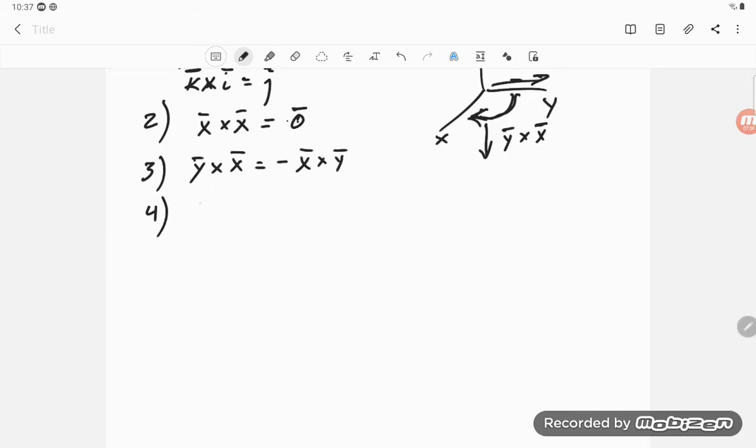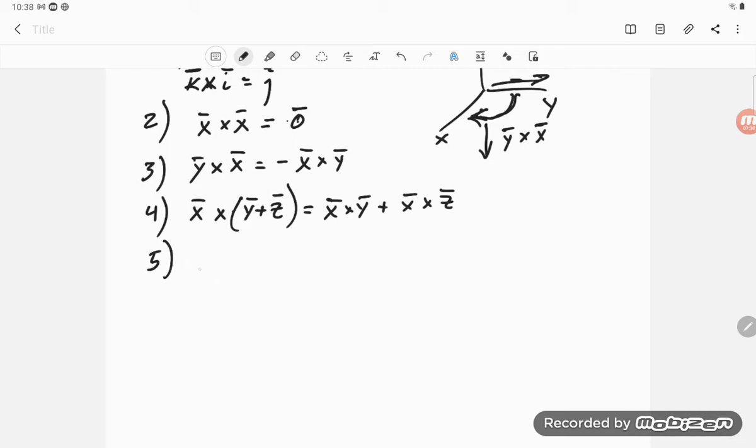4, it distributes over addition. So if we take x cross (y plus z), then that's the same thing as x cross y plus x cross z. And of course, it's important, order matters, so I keep everything in that same order.